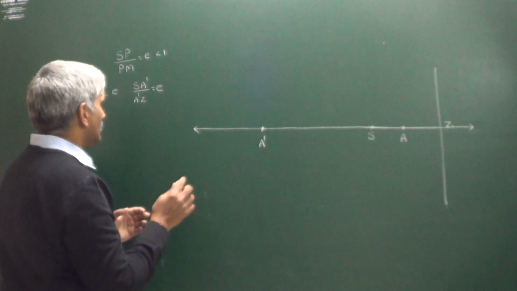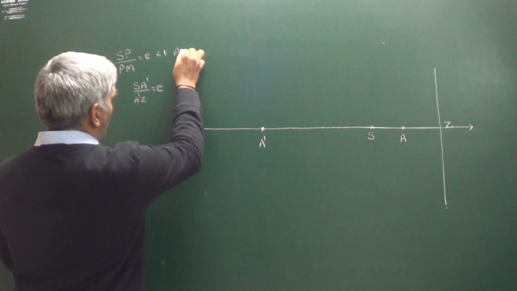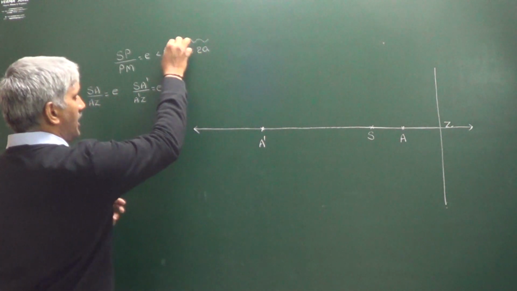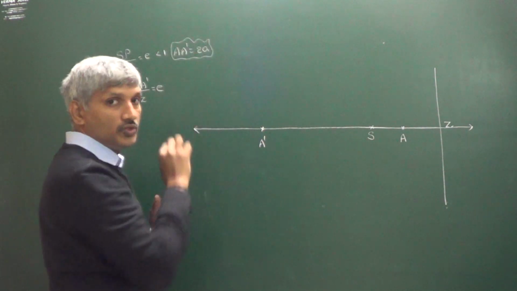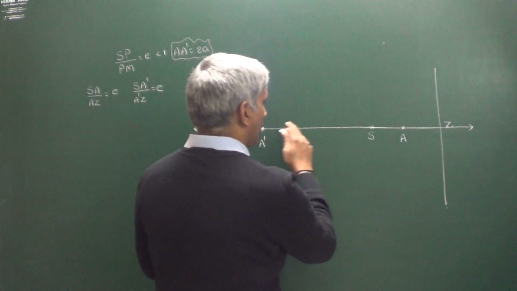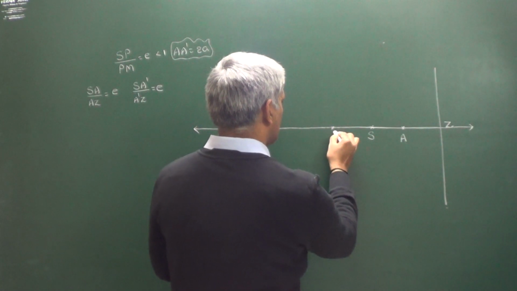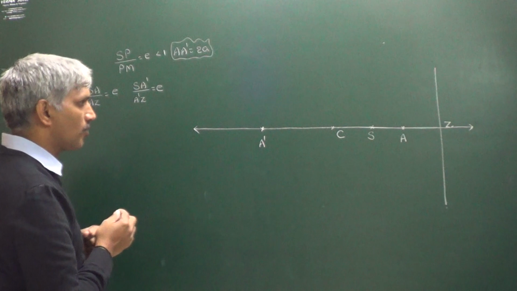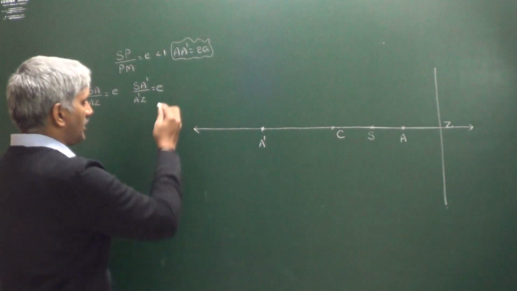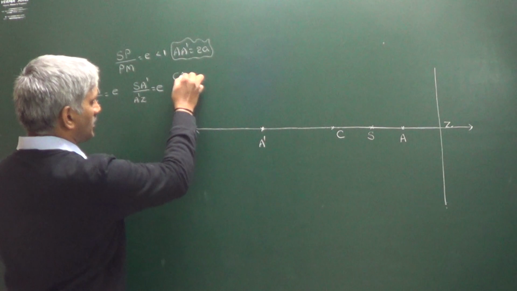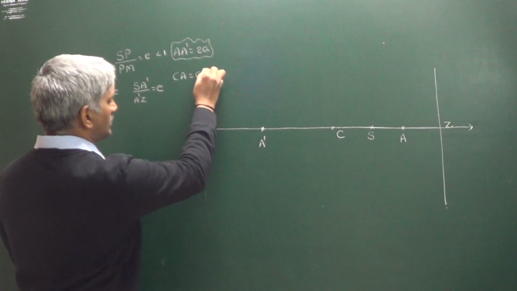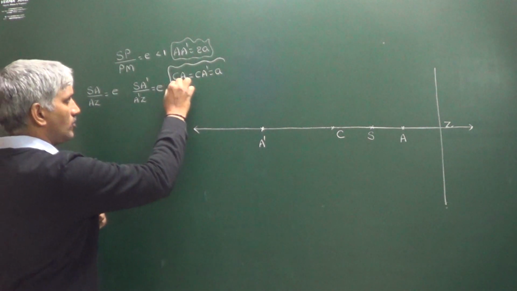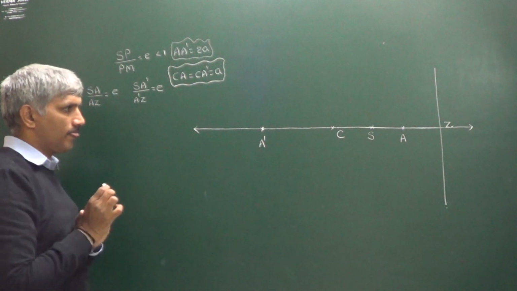Now from this information I am considering AA dash is equal to, let us say, 2A. We are considering it as 2A, and for AA dash let us take C as the center or middle point. The midpoint of AA dash is C. Whenever we take C as the midpoint of AA dash, then we can say CA is equal to CA dash, that is equal to A.